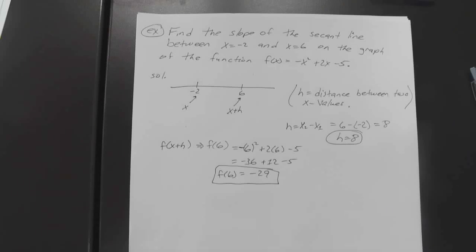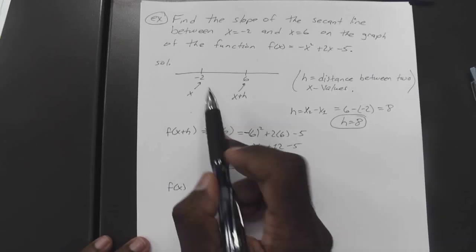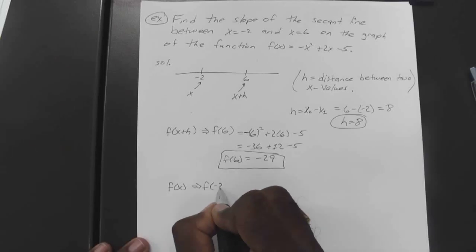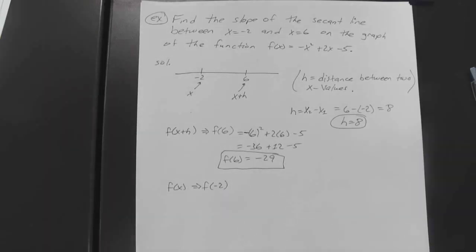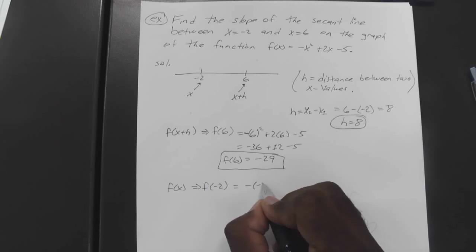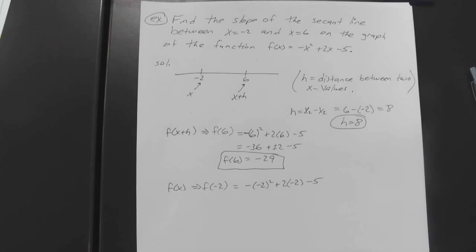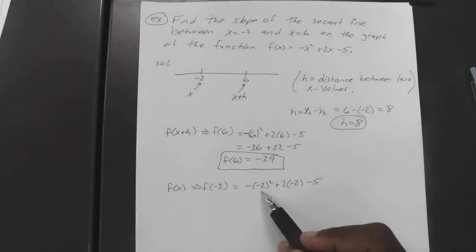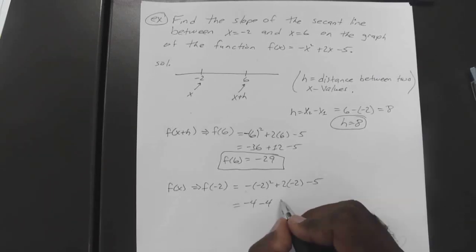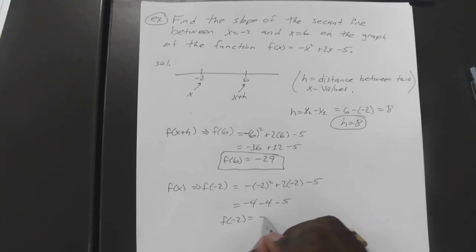Okay. So now we just have to find our f of x. Okay, here your x is -2. So your f of x is just f of -2. So all we have to do is plug in -2 in our function. So that's -2 squared plus 2 times -2 minus 5. Okay, -2 squared is 4. So that would be -4 minus 4 minus 5. So f of -2 is equal to -13.